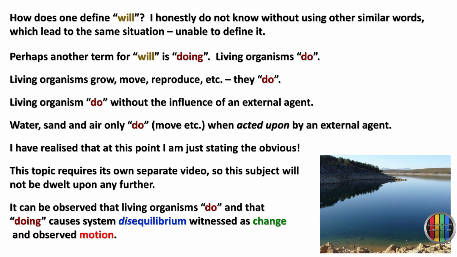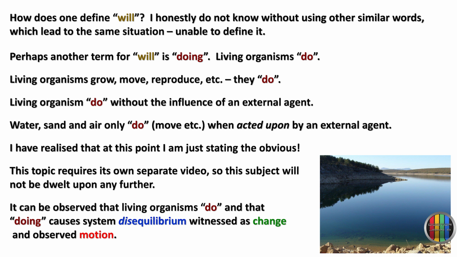How does one define will? I honestly do not know without using other similar words which lead to the same situation, unable to define it. Perhaps another term for will is doing. Living organisms do. Living organisms grow, move, reproduce, etc. They do, without the influence of an external agent. Water, sand and air only do, move, etc., when acted upon by an external agent.